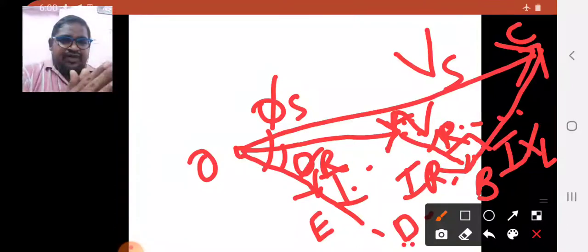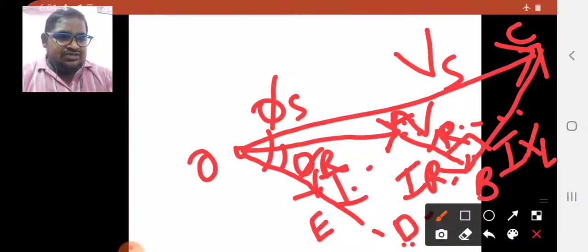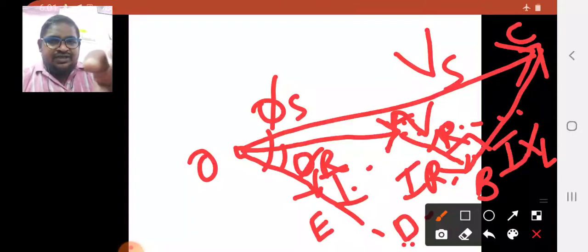I hope now you have the right angle triangle. All of you draw this right angle triangle with A, B, C, D, E. So now from this triangle, I am deriving the expression for the regulation. So from the right angle triangle OCD, what can we write?